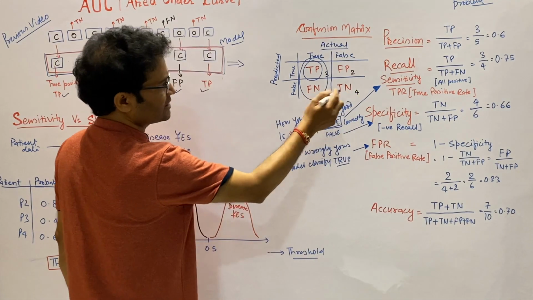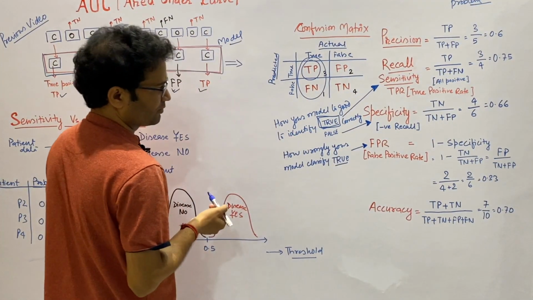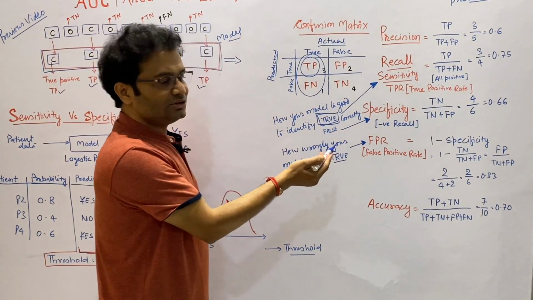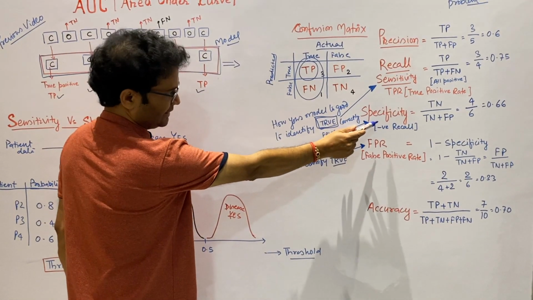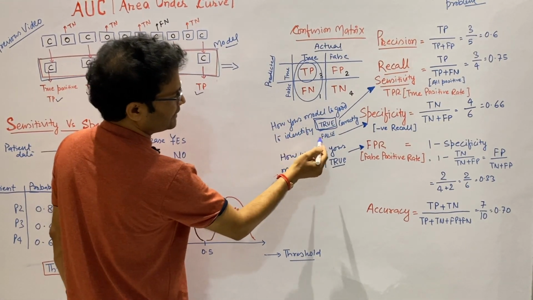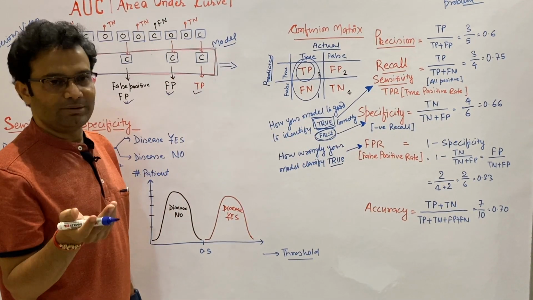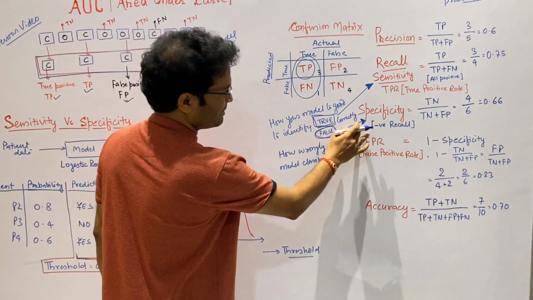And in our case, I have given all the value, so it comes to 75%. And the third terminology is called specificity. Specificity says how good your model is at identifying the false value characteristic. False is the negative value characteristic. That is called the specificity.